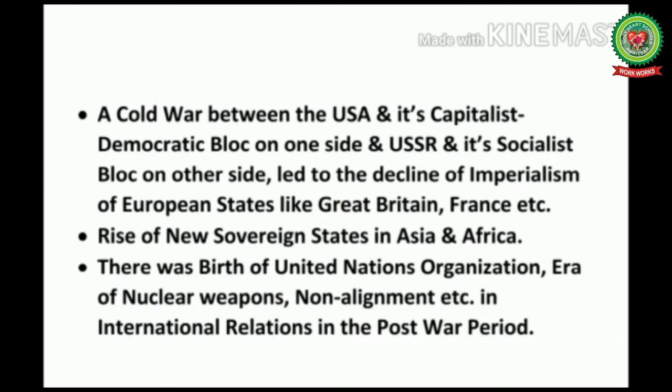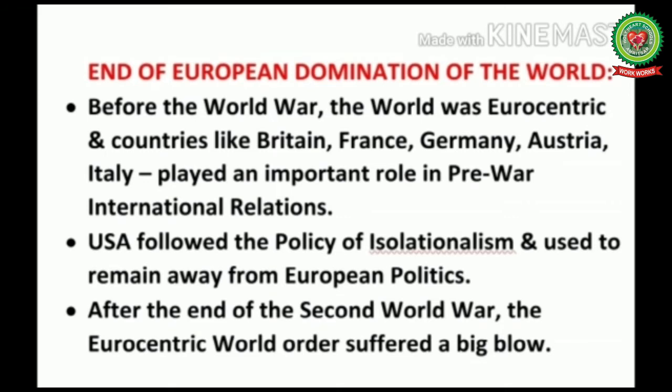The first point is the end of European domination of the world. Before the World War, the world was Eurocentric. All the imperial countries like Britain, France, Germany, Austria, Italy all belonged to Europe. These countries played an important role in pre-war international relations. USA followed the policy of isolationism and used to remain away from European politics. Russia used to be a weak state before becoming the socialist state of the USSR.